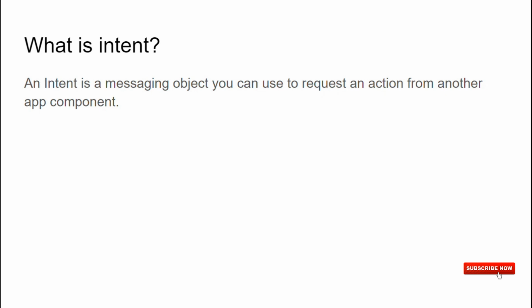What is an intent? An intent is a message passing object. Through it you can interact with various components, or you can start other components. So this is a way through which you could request a certain action, either specifying implicit or explicit intents.